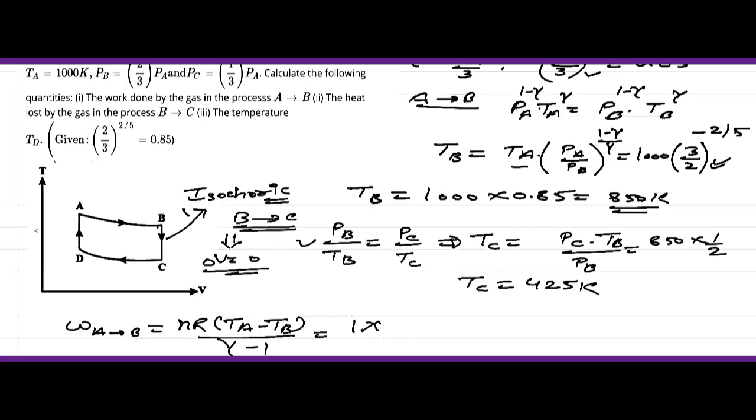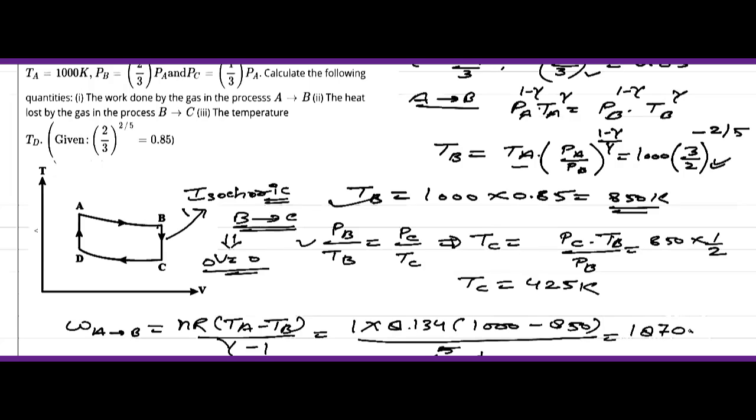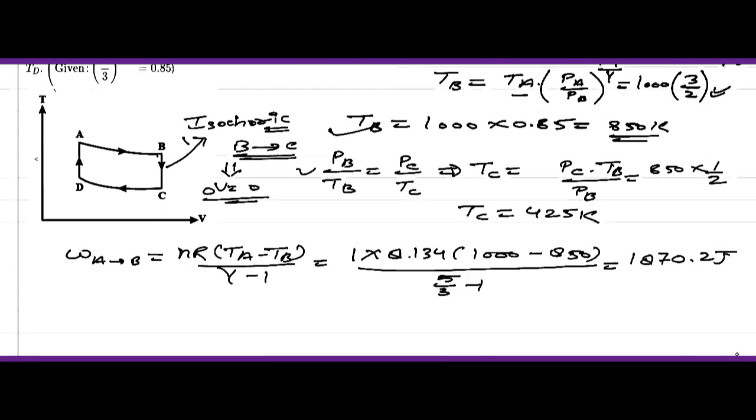So n is 1 and the value of R, the gas constant, is 8.314, and the temperature TA is given as 1000 Kelvin, and TB we have calculated as 850 Kelvin, divided by gamma minus 1. What is gamma? 5 by 3 minus 1. For a monatomic gas, gamma is 5 by 3. So if we solve this equation, we find 1870.2 joule. This is the work done in the AB process.